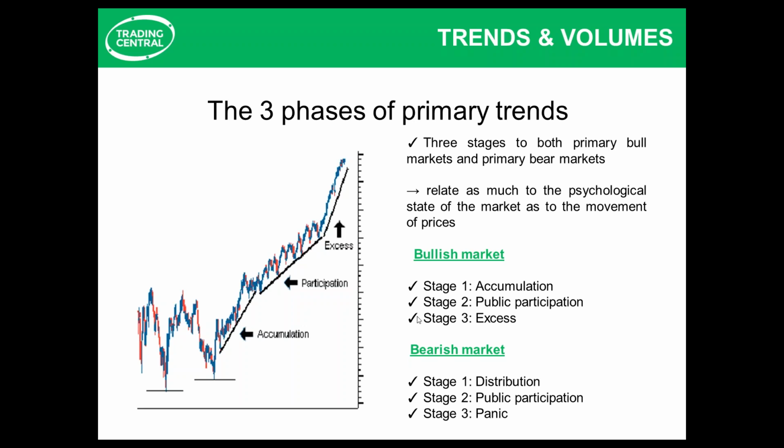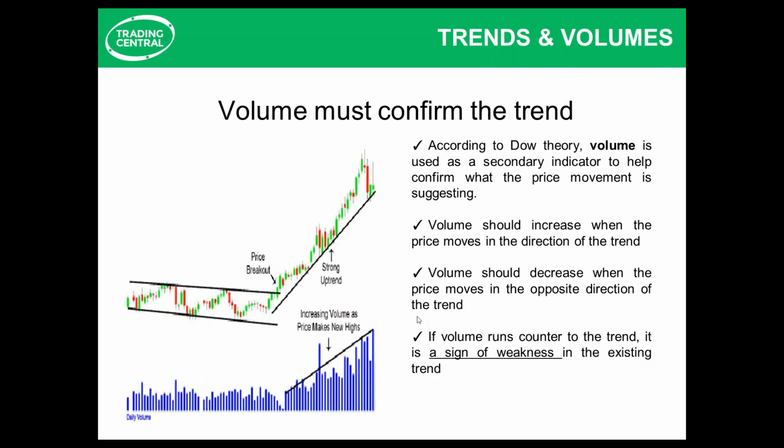So let's give you an example of this, but maybe before the example, just a word on volume. You don't have access to volume data on the forex market, so I will be brief on this part. But if you want to invest in other products, on other markets, the basic rule is that volume should increase when the price moves in the direction of the trend, and volume should decrease when the price moves in the opposite direction of the trend.